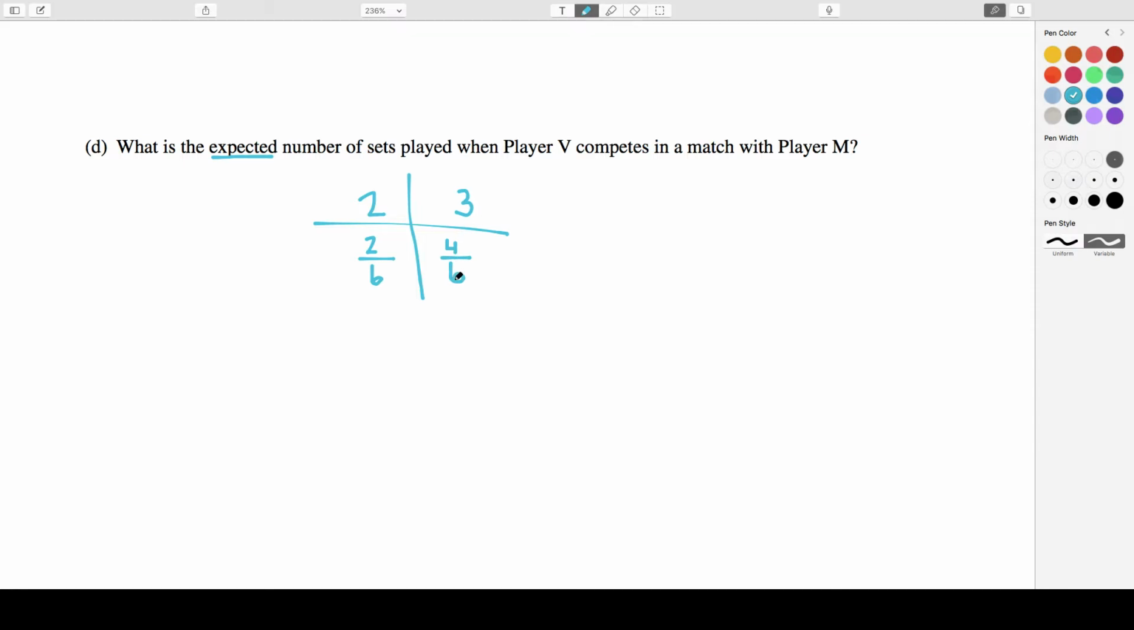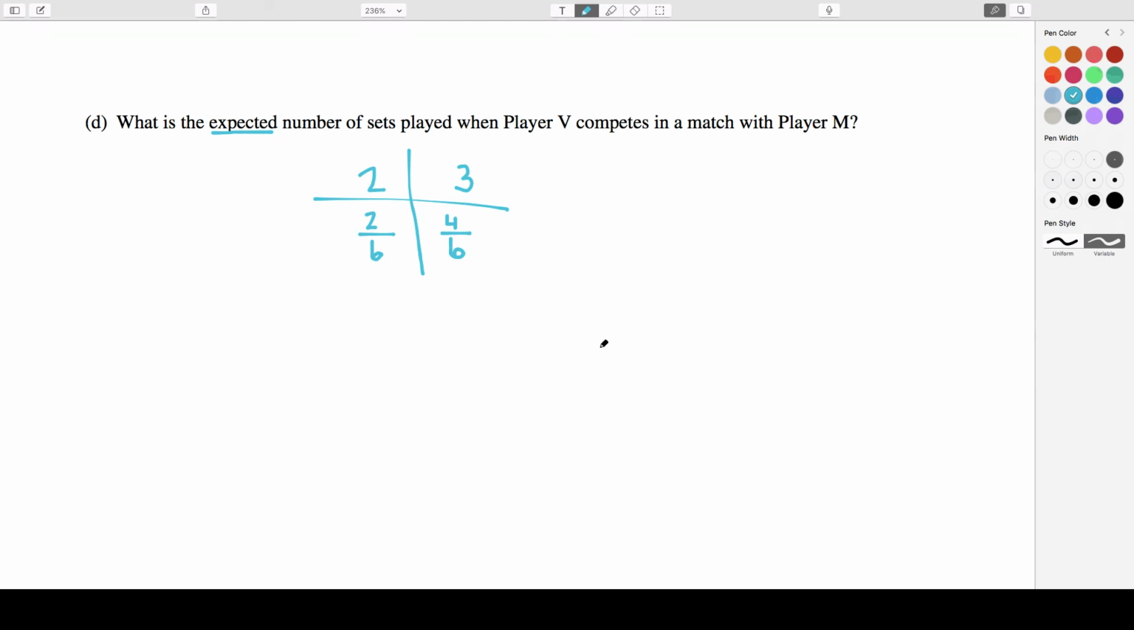So do you remember how to find expected value? 2 times 2 over 6, plus 3 times 4 over 6. And it ends up being some kind of decimal. You can put 2, 3 in list 1, and 2 over 6, 4 over 6 in list 2. And then you can go to 1-Var Stats, L1, L2. Don't tell me there's an E in there. Okay. I got 2.1.